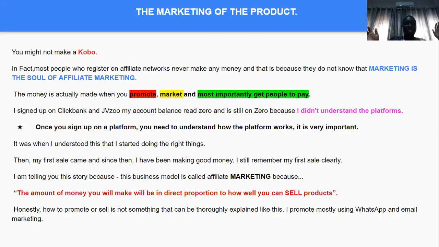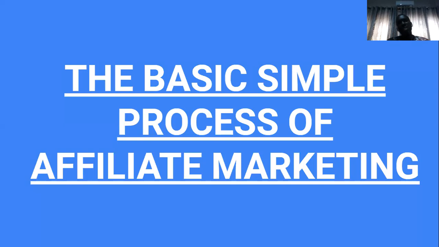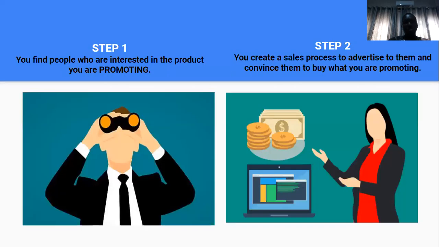It is not complicated. You might not even need to set up a website. It might just be something that you put up on your WhatsApp status and people reach out to you. You give them the account to make payments to, and then you share the information they need, and you are good. You earn your commission. The person also makes his money. The person gets what he wants. Everyone is happy. So the basic simple process of affiliate marketing, this is it.